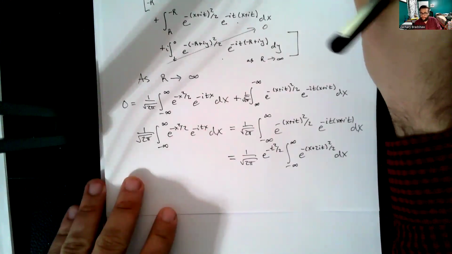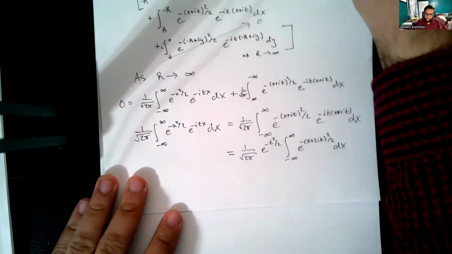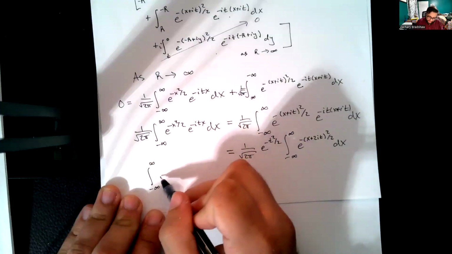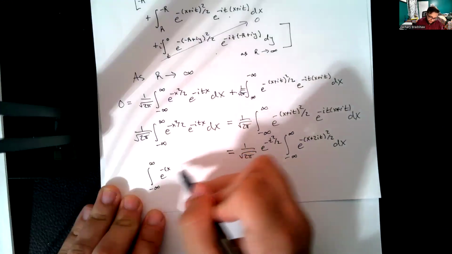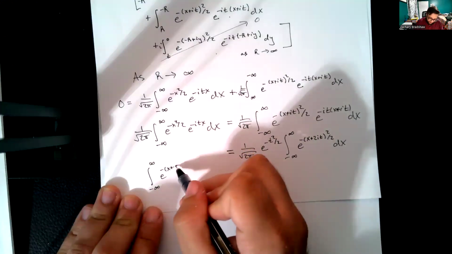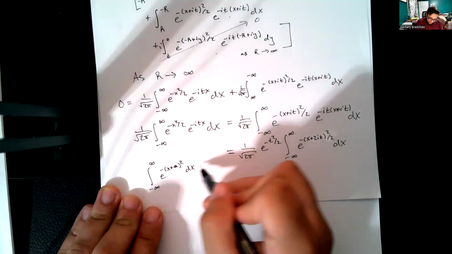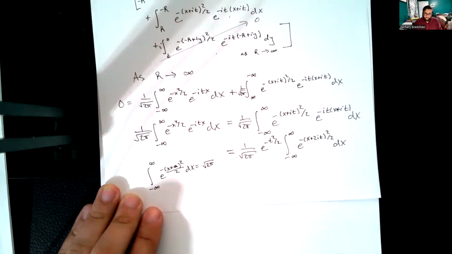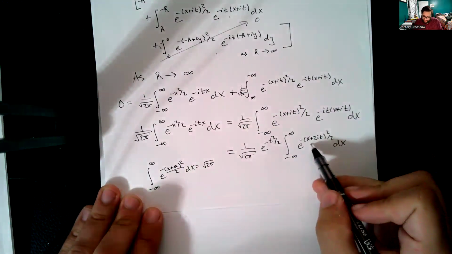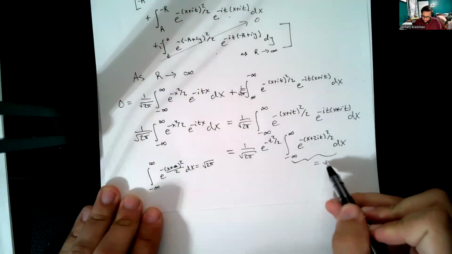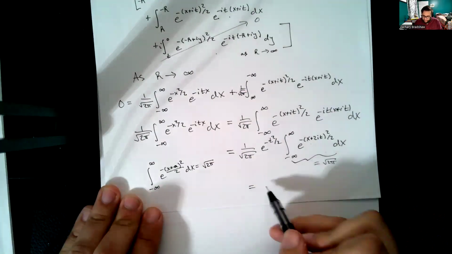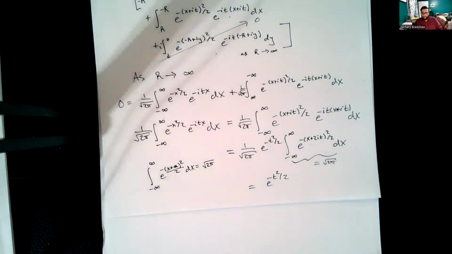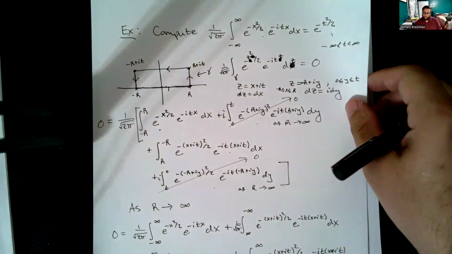And now we use this result that the integral from minus infinity to infinity of e to the minus, so basically a shifted Gaussian, right, is the square root of 2 pi over 2 here. We use that here so that this is equal to the square root of 2 pi, and what we're left with is e to the minus t squared over 2. And that's exactly what we wanted to show.